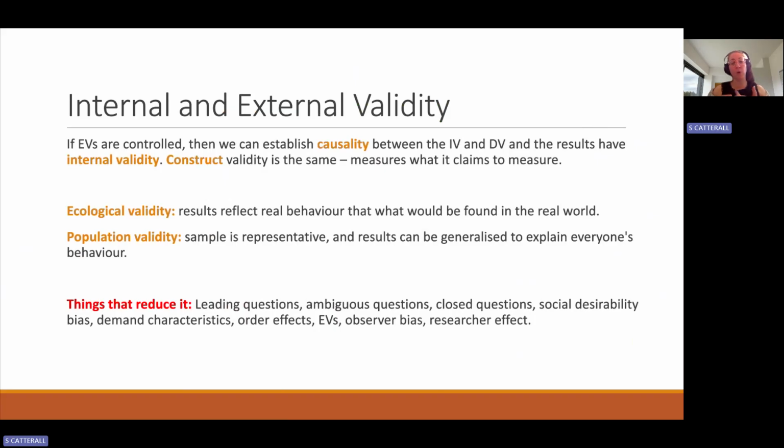Order effects, you're bored, fatigue, or practice. Maybe not, I don't know actually. Yeah, because it's not valid because it's not the impact of the IV. Any EVs make it not valid because obviously you can't establish causality. Observer bias or any other researcher bias, also researcher effects.